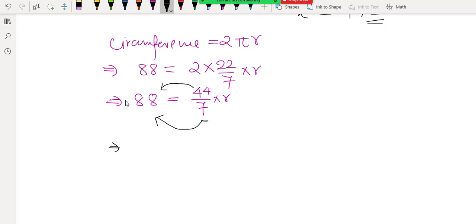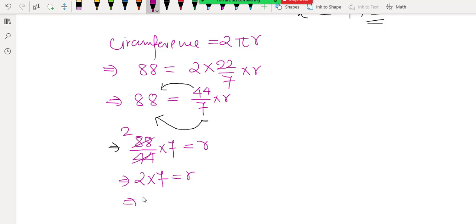ठीक है, अब ध्यान से देखिएगा. If we send 44 to this side of the equation, and we know that 44 is in the form of multiplication, when we send 44 to this side, it will become division. That means 88 by 44, and we know that 7 is in the form of division, so it will become multiplication here, equal to r. Now we can simplify the fractions: 44 2s are 88. That means we are left with 2 into 7 equal to r. So the value of r is 14 centimeter. 2 sevens are 14. So our radius is 14.